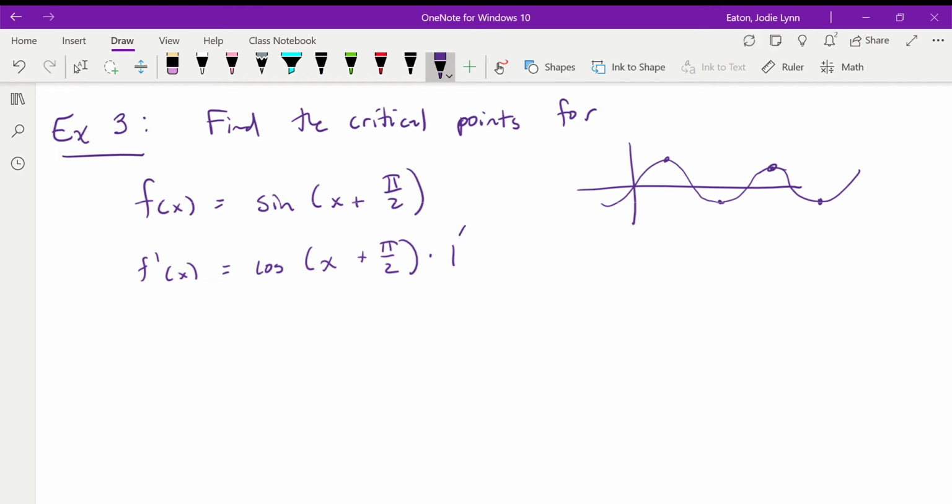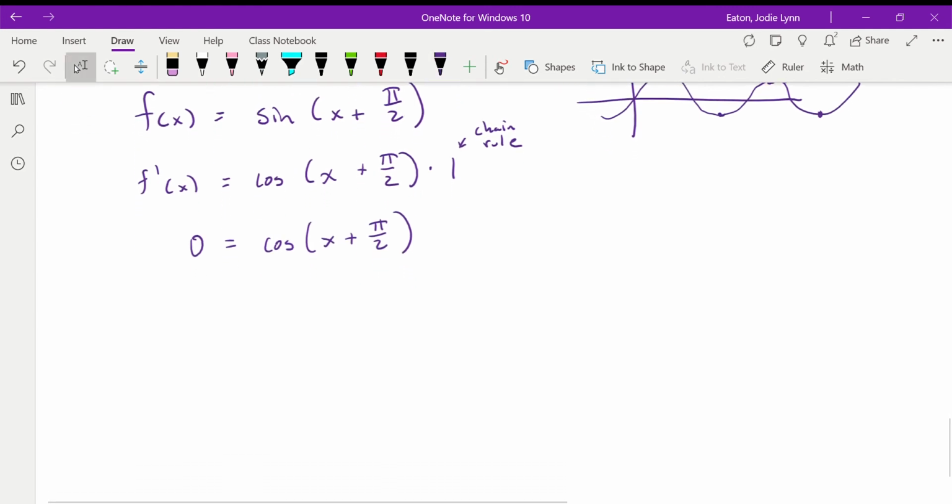And that 1 is coming from the chain rule. So we're differentiating. Sine goes to cosine. Inner derivative is just 1. So we get 0 is cosine of x plus pi over 2. Okay, so where is x plus pi over 2?